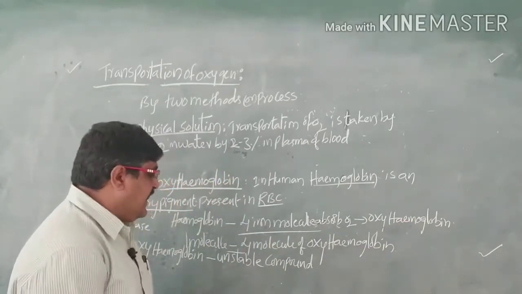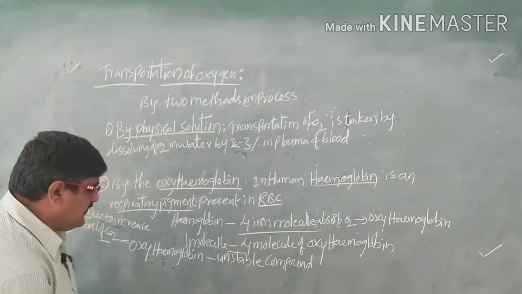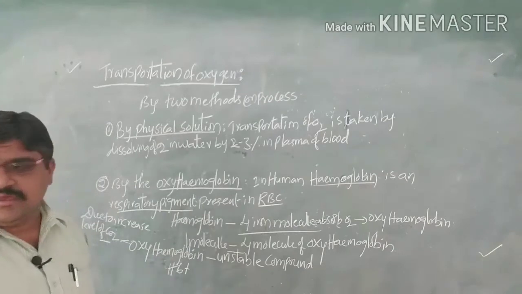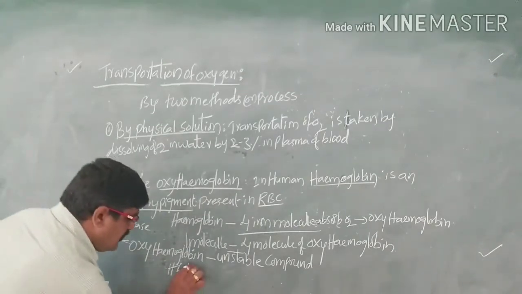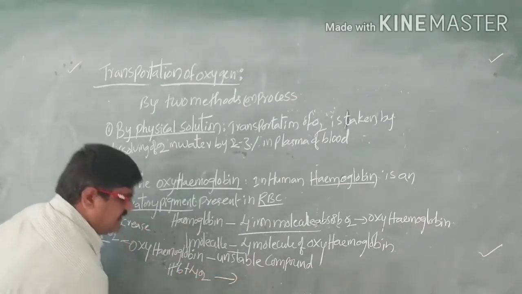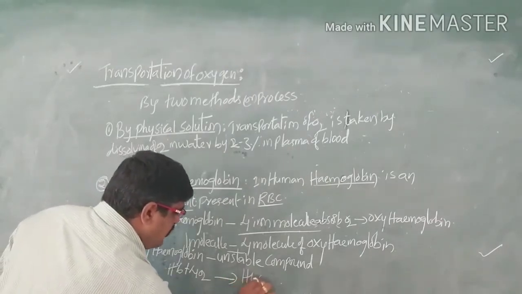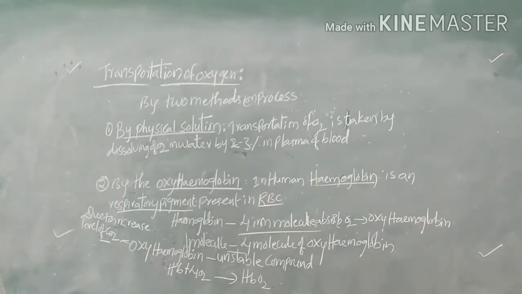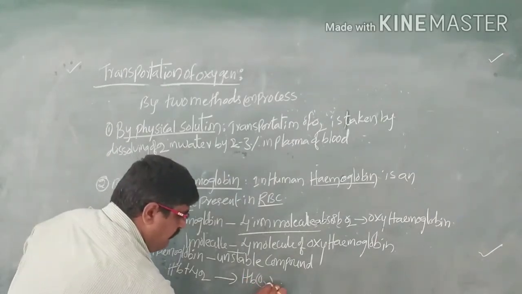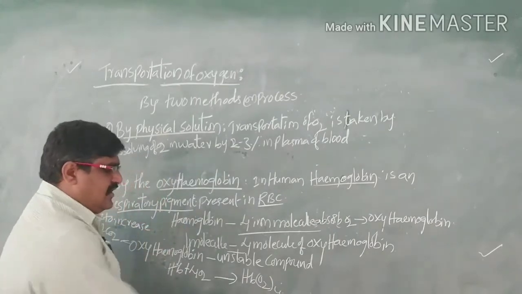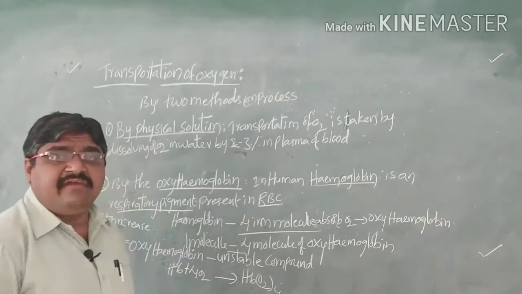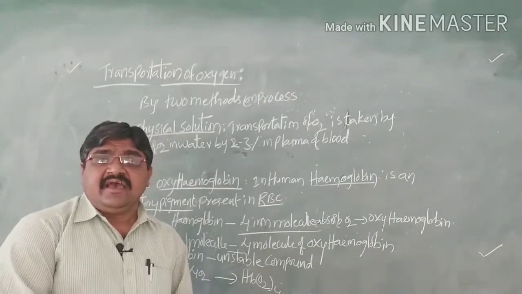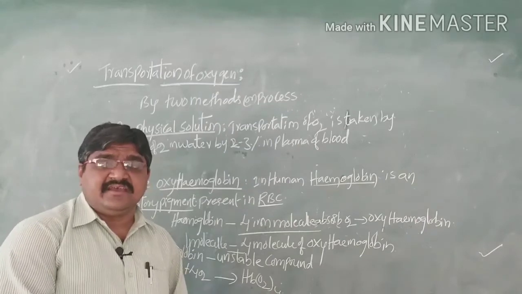So Hb plus 4O2 gives HbO8, sorry, Hb(O2)4. This is called oxyhemoglobin, which is easily dissociated.